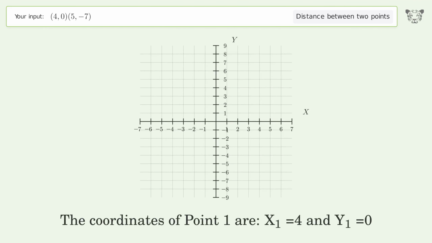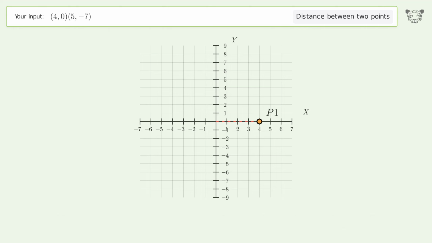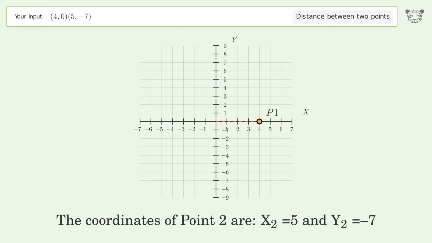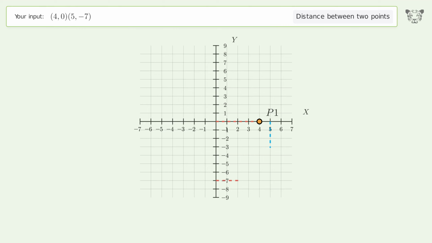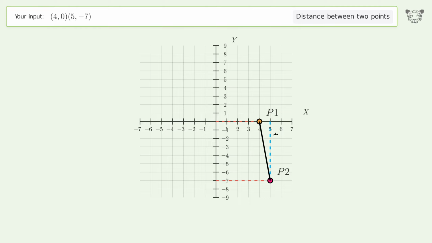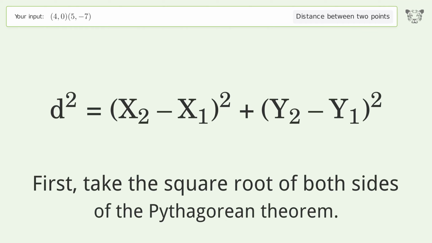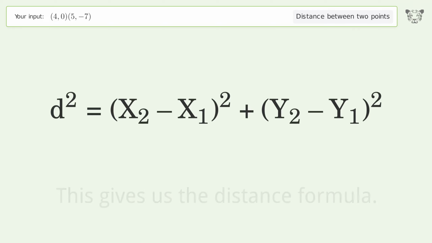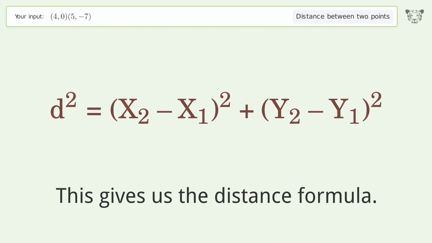The coordinates of point 1 are, x1 equals 4 and y1 equals 0. The coordinates of point 2 are, x2 equals 5 and y2 equals -7. D is the distance between the 2 points. First, take the square root of both sides of the Pythagorean theorem. This gives us the distance formula.